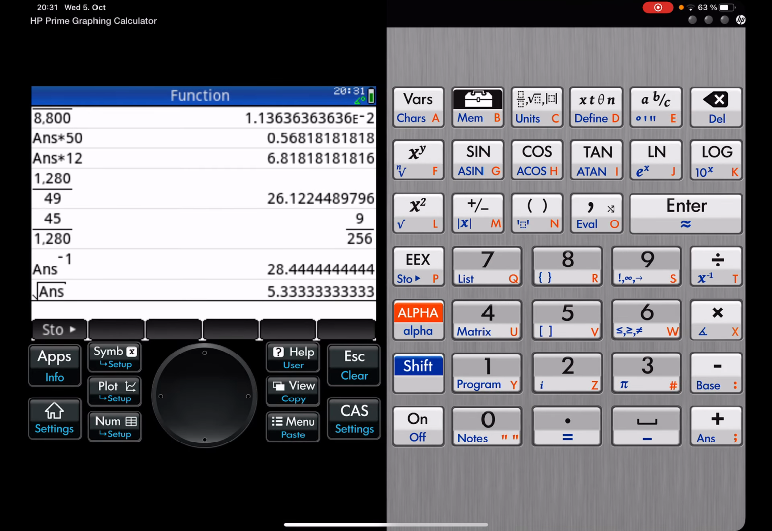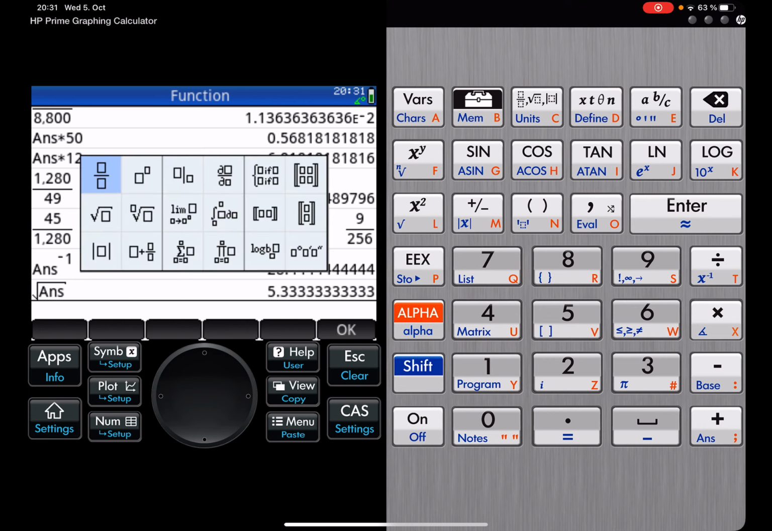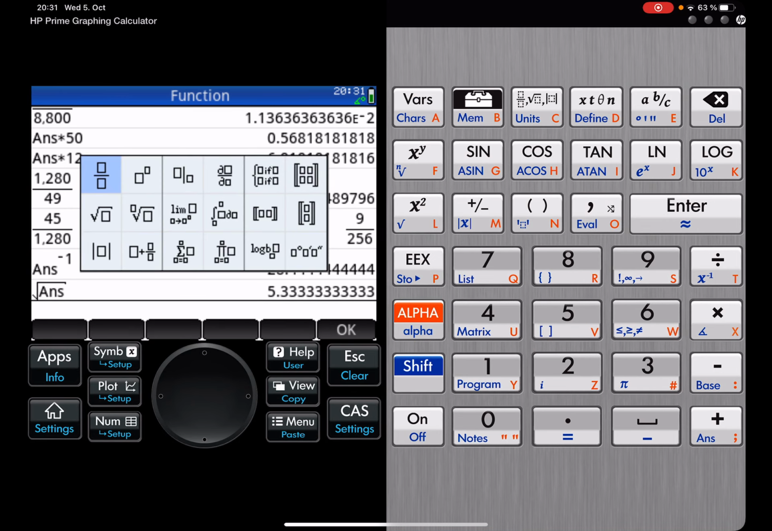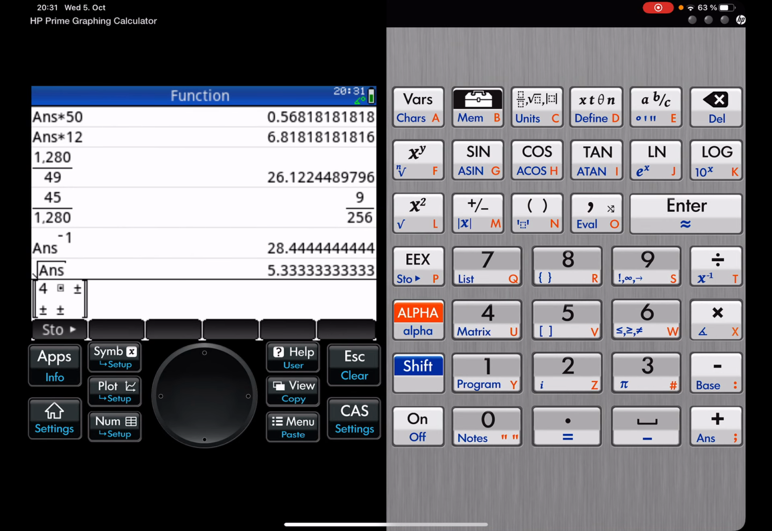Okay, so I'm going to press the fraction box. In the fraction box on the right hand side, you'll see some kind of arrays. You can see that there's a square array, then underneath it there's a column, and to the left of it there's a row. So I want the row option, so I'm going to put in the matrix 4, 5, 0. So I'm going to go for 4.